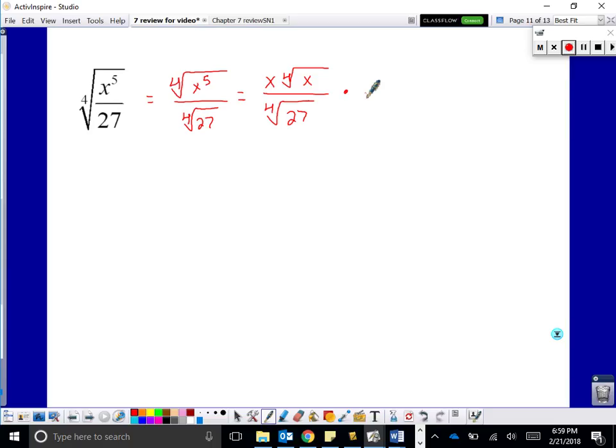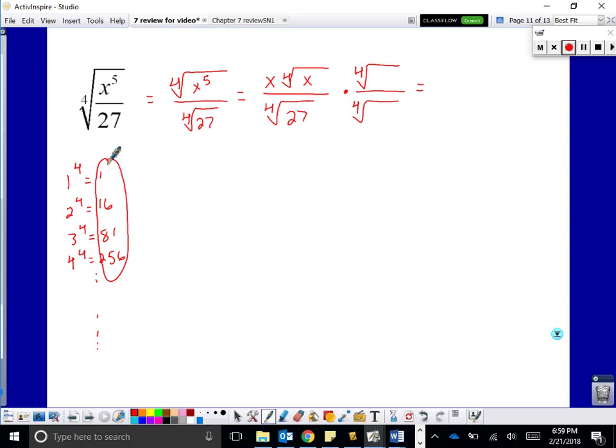This is where I said, okay, we got to get rid of that bottom. So I got to figure out, what do I want to multiply by underneath the 4th root so that this comes out nice. And if we look here and think 1 to the 4th is 1, 2 to the 4th is 16, 3 to the 4th is 81, 4 to the 4th is 256, and you could keep going. So I'm looking, which one of these numbers could I turn 27 into? And the answer is I could turn that into an 81 if I multiplied by a 3 and a 3.